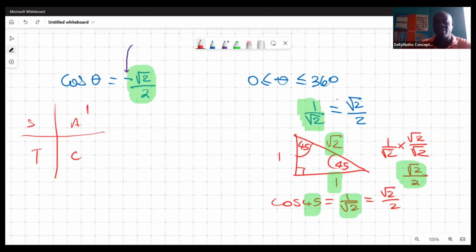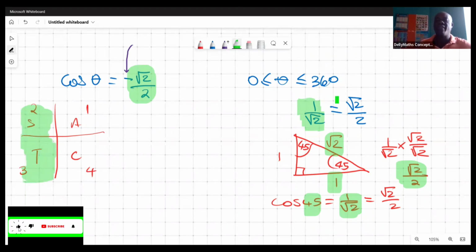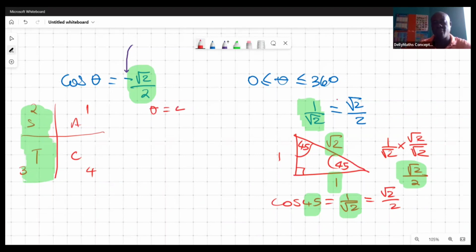All of them are positive in the first quadrant. Sine is positive in the second. Tangent is positive in the third. Cosine is positive in the fourth. So it simply means that for a negative cosine, I will be in the second quadrant and the third quadrant. I need to find the angles relating to my acute angle. What is my acute angle here? My acute angle is 45 degrees, which means I'm focusing on 45 degrees. So this is 45, which is my acute. This is 45 here, and this is 45 here.